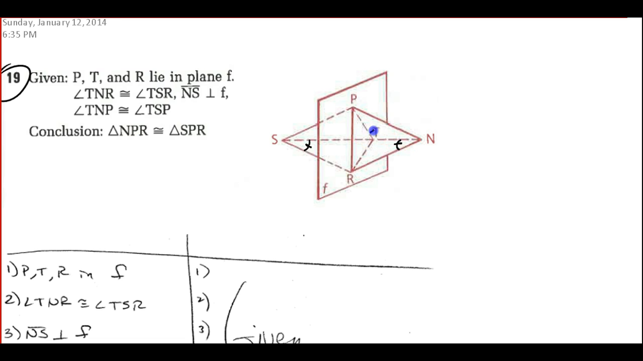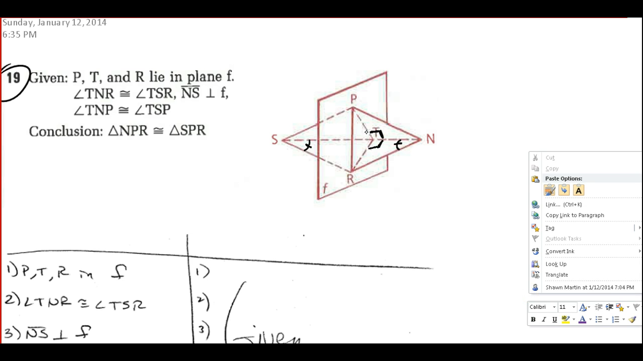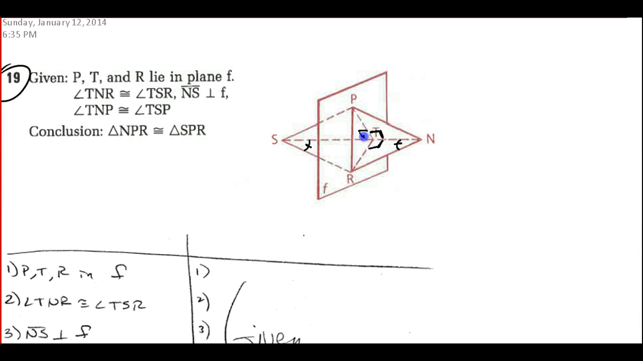So I know that this is going to be a right angle over there, NTP. And I also know that this is going to be a right angle over here, NTR. And then I have right angles on this side as well. I've got a right angle over there, and I've got a right angle over there. So hopefully you're able to picture those in 3 dimensions. I've also got angle TNP. This angle is congruent to TSP, this angle over here.